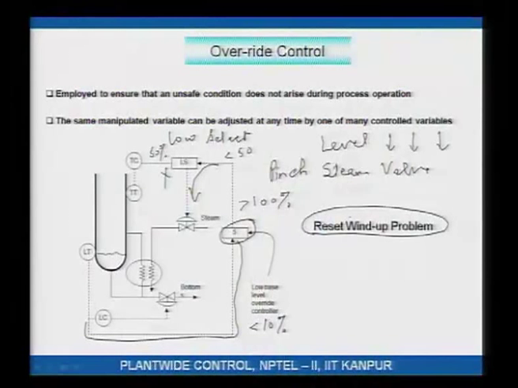So, one has to be aware that these override controllers, by the very nature that the overriding circumstance is an exceptional circumstance which does not normally occur, would actually be saturated because of reset wind up, okay, if it is a PI controller. And things have to be done to circumvent that problem, which we will not cover here.